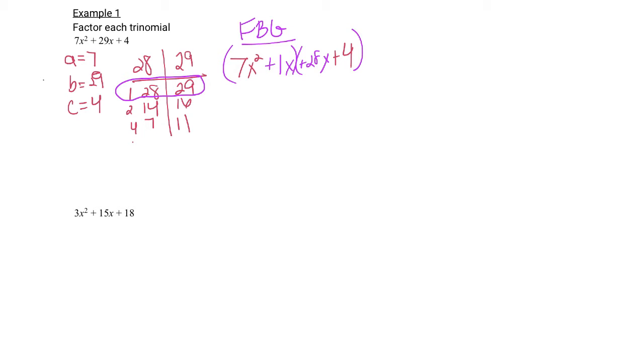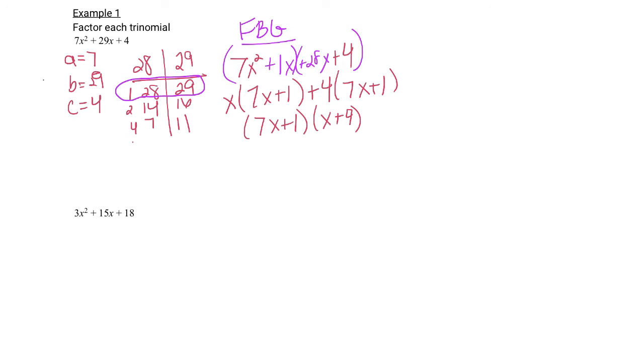We group together the first two and the last two. We can factor out what we can. I can factor an x out of the first set and get 7x plus 1. I can factor positive 4 out of the second set and get 7x plus 1. Put them together, the two that are the same inside the parentheses and everything outside. And again, this is a 4. The 4s hate me. And that's it.